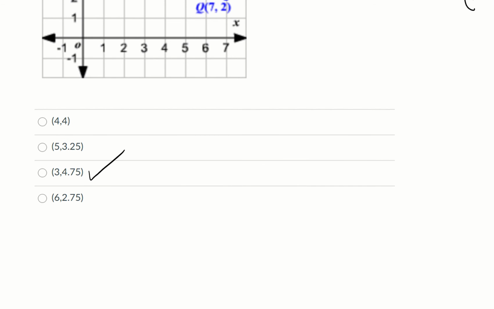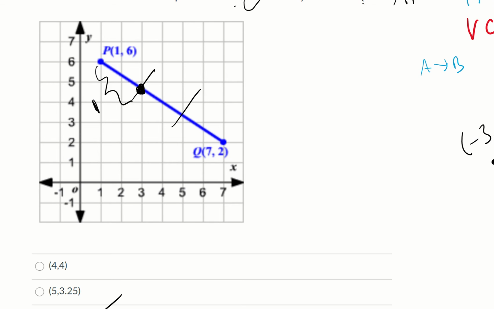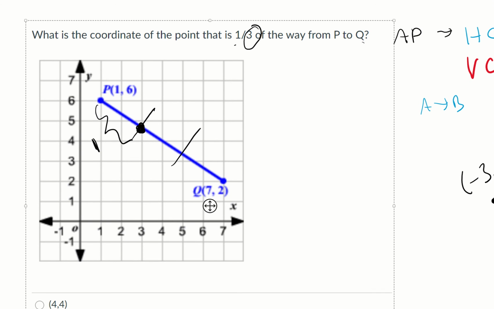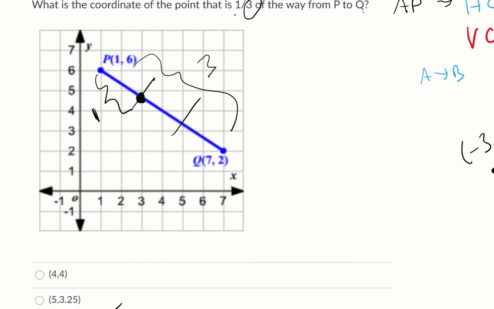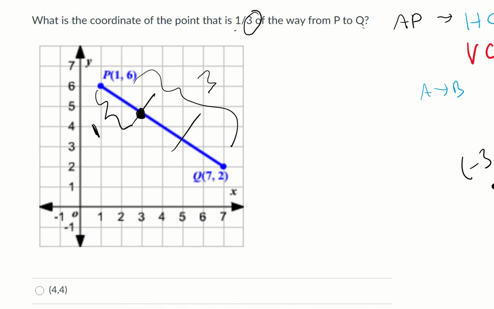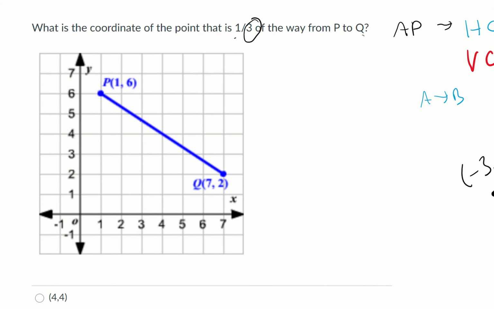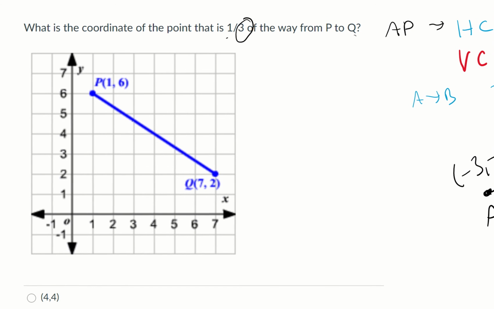However, I want to show you the work because I want to show you how we get that answer, okay? But I showed you how it is visually. So this is 1 and then there's a total of 3 pieces. So it's 1/3 of the way. But let's go ahead and show you how to do it. So we want to go from P to Q here. So we're going to figure out this horizontal distance and then we're going to figure out this vertical distance.